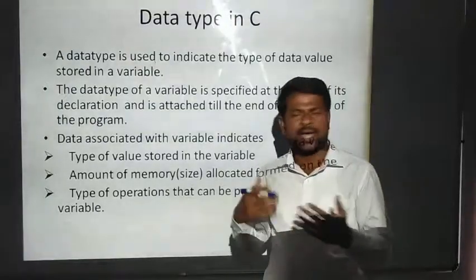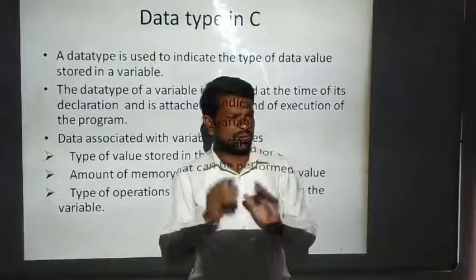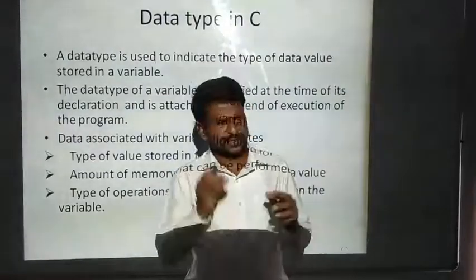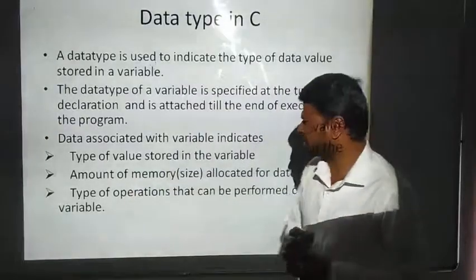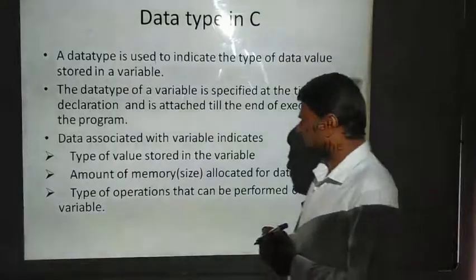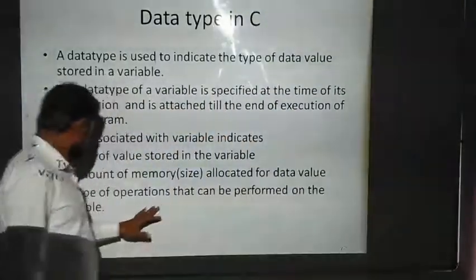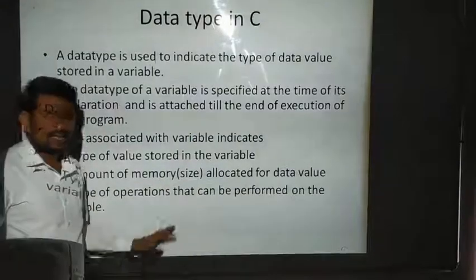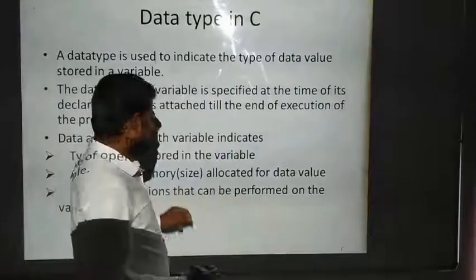We know for each and every instruction we give, for each and every letter in a computer, it occupies some memory space in the system. Amount of memory size allocated for the data value, and the type of operations that can be performed with the variable.